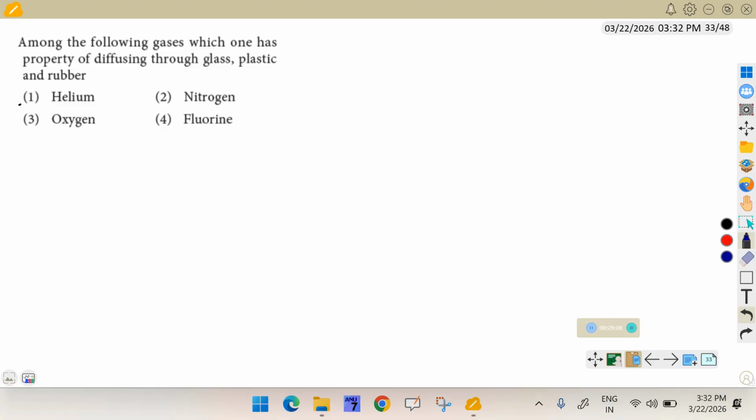Among the following gases, which one has the property of diffusing through glass, plastic and rubber? Helium.